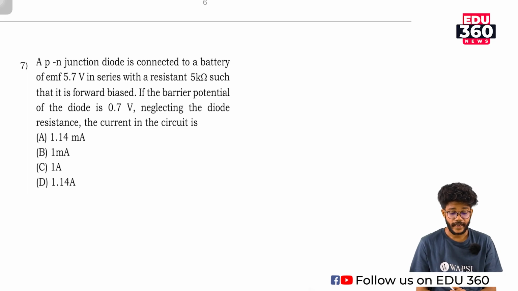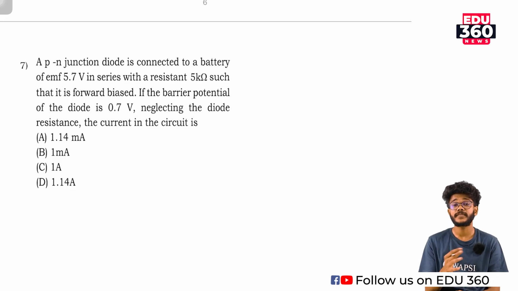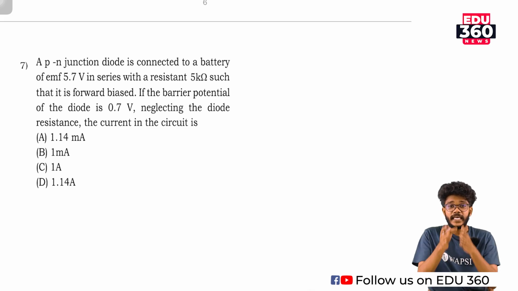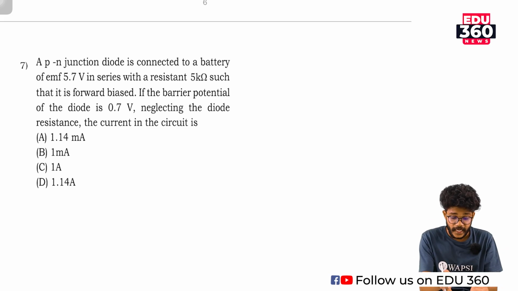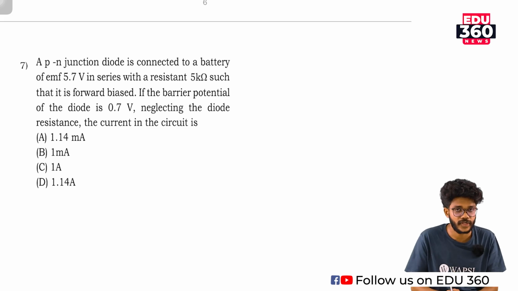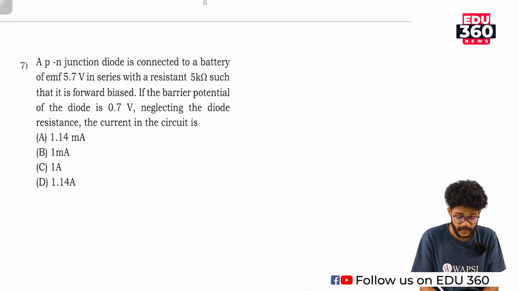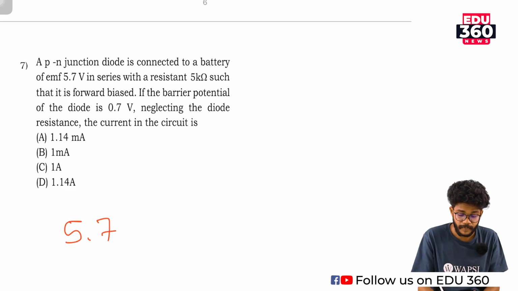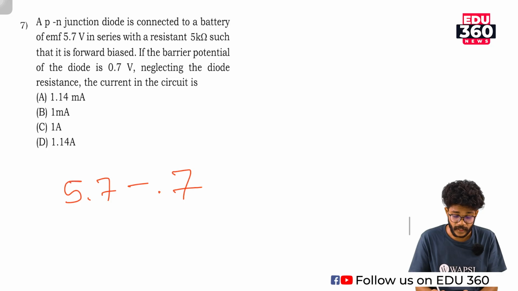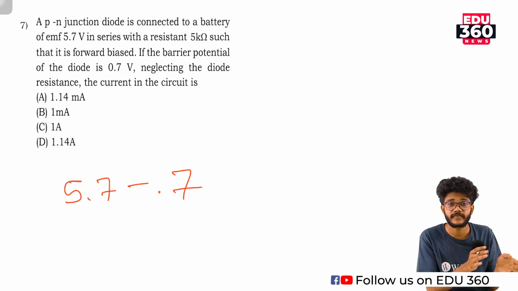So what is the effective potential here? The barrier potential is given as 0.7. What is meant by barrier potential? That potential is acting as a barrier against the given potential. So here 5.7 is the given potential and 0.7 is acting as a barrier. So 0.7 should be cancelled from the given 5.7 to make the effective transfer of the electrons.